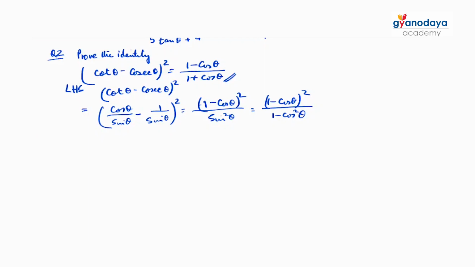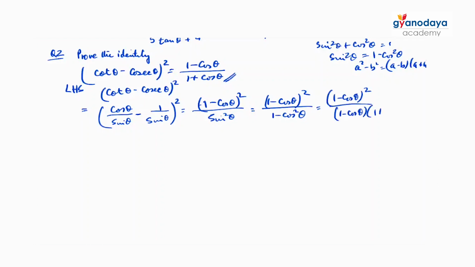And I know that this is equal to (1 minus cos theta) whole squared divided by (1 minus cos squared theta). The identities used here: we have done sine squared theta plus cos squared theta equal to 1, which means sine squared theta can be written as 1 minus cos squared theta. And now using the identity a squared minus b squared equals (a minus b) into (a plus b), I can write this as (1 minus cos theta) whole squared divided by (1 minus cos theta) into (1 plus cos theta). This gets cancelled and I'm left with (1 minus cos theta) by (1 plus cos theta), which is essentially my right hand side, and hence I proved it.